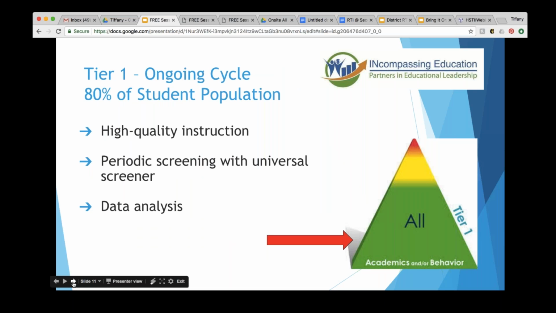Now let's take a look here. Tier 1 that we talked about before, this is an ongoing cycle. This never ends. From day 1 to day 180, Tier 1 instruction is taking place. This is 80% of your student population, and it includes that high quality classroom instruction with best practices built into every single thing you are doing. Not anything new, it's what you are already doing. You're also going to be providing a periodic screening through your universal screener at Tier 1, because then you're going to conduct a data analysis of the universal screener results so that you can identify your students that need to be moved to Tier 2.